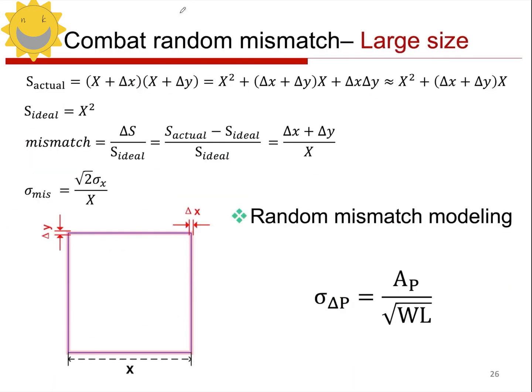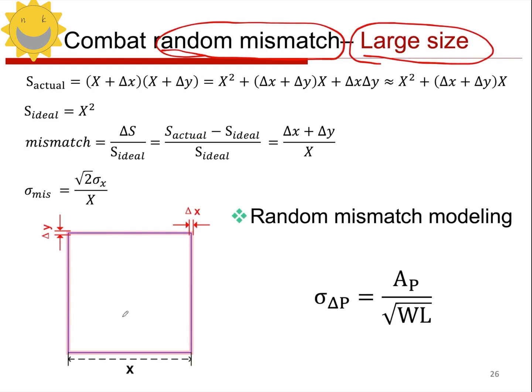Alright, next, let's take a look at how to deal with random mismatch. The main way to address this is through large size. So why does a larger size help suppress random mismatch? Let's look at an example.